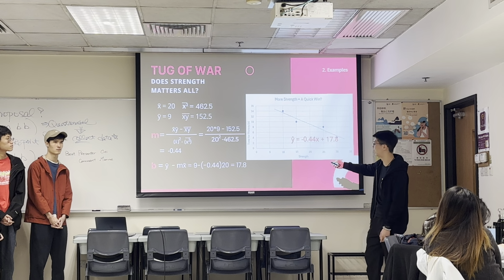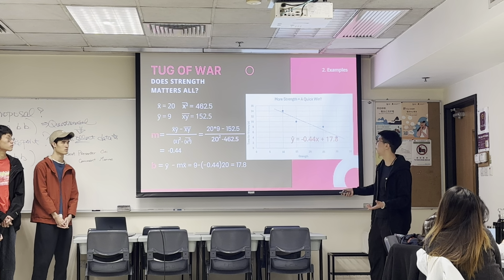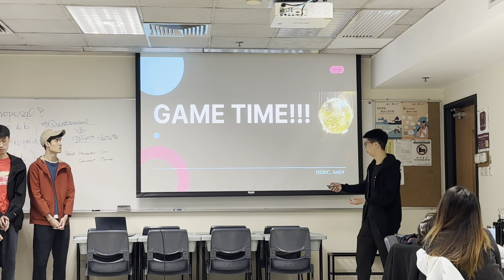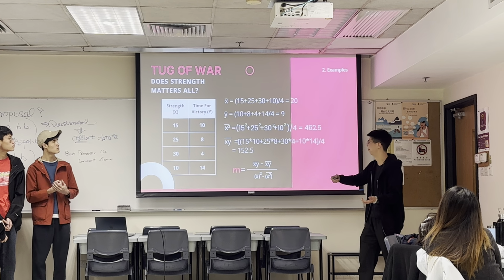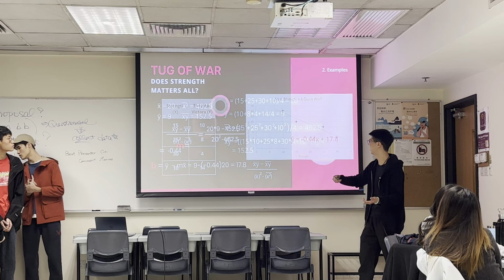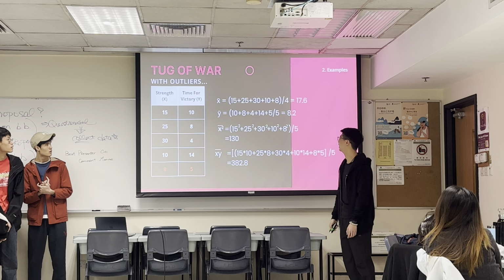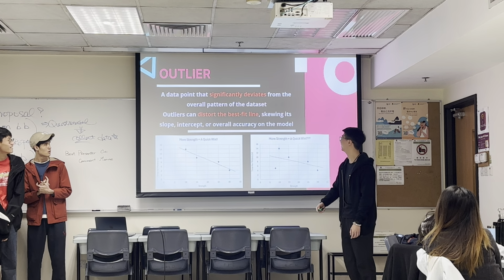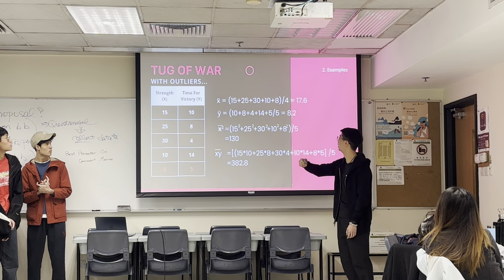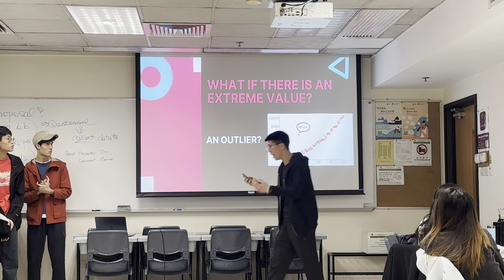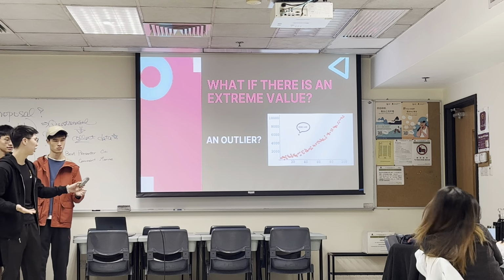What if we got another value, an outlier we call it, an extreme value? How can an outlier affect the value of our best fit line just calculated?